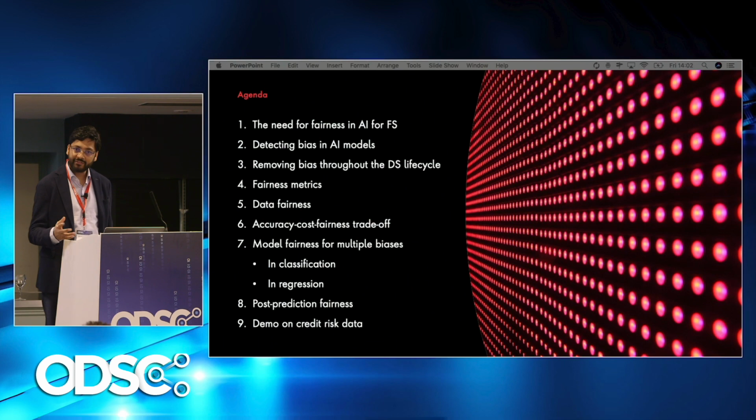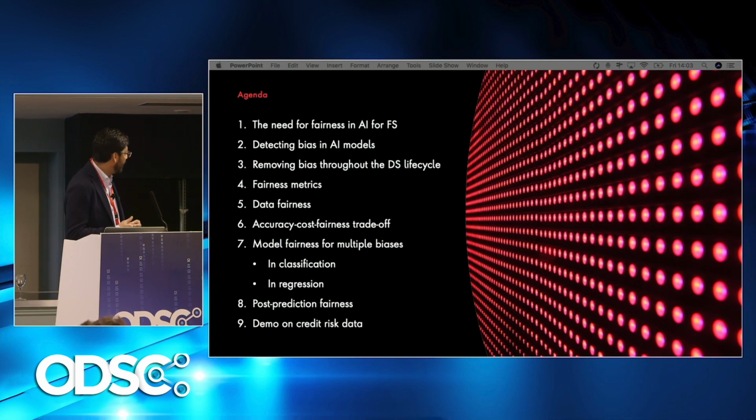Then we'll talk about data fairness, how to make sure your data is fair. Then we'll talk about the accuracy, cost, and fairness trade-off: if you apply fairness, will your accuracy go down or not? Will your cost go up or not? We'll see the trade-off. How can we manage the trade-off? What would be the optimal value and things like that? And then model fairness for multiple biases. For example, if you have multiple features which are biased in your data, not one, how do we tackle that?